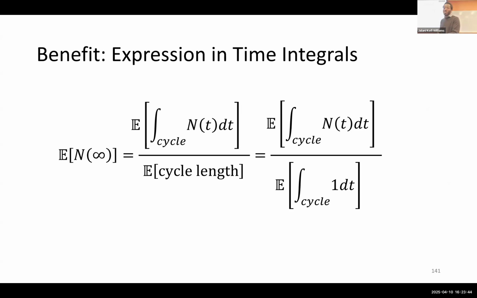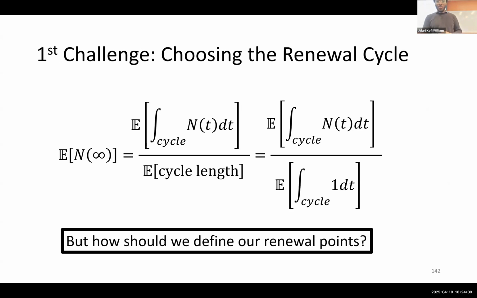Okay, and the real benefit of doing this is that now you can express the time average of the number of jobs in terms of time integrals, sample path integrals over a renewal cycle. And so the first challenge is in choosing our renewal cycle, right? It's not obvious how we should define a renewal point so that we can go through this chopping up process in the first place.